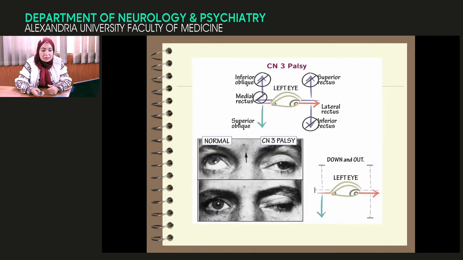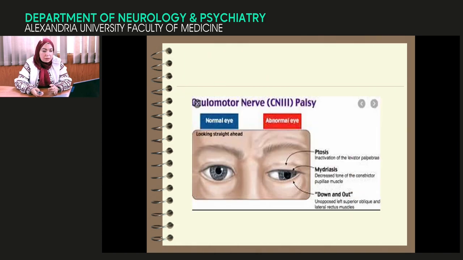So if there is a third cranial nerve palsy, what will happen? All the muscles are paralyzed except the lateral rectus and superior oblique. Because of that, the patient will have ptosis and the eye directed downward and out, because of the action of lateral rectus and, downward, because of superior oblique. This is also a demonstration of oculomotor nerve palsy, which shows ptosis in the left eye, and mydriasis, because the oculomotor also supplies the pupillary constrictor muscle. The eye is directed down and out because of lateral rectus and superior oblique action.